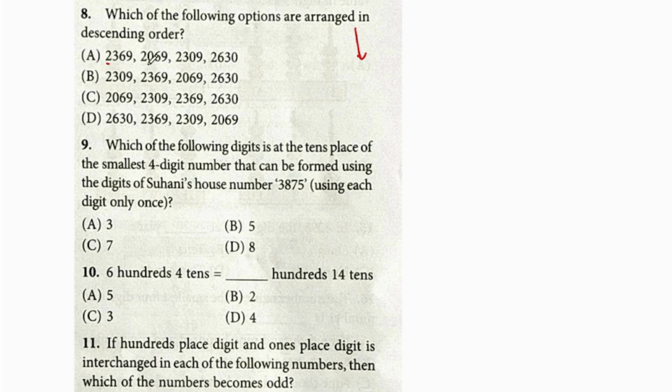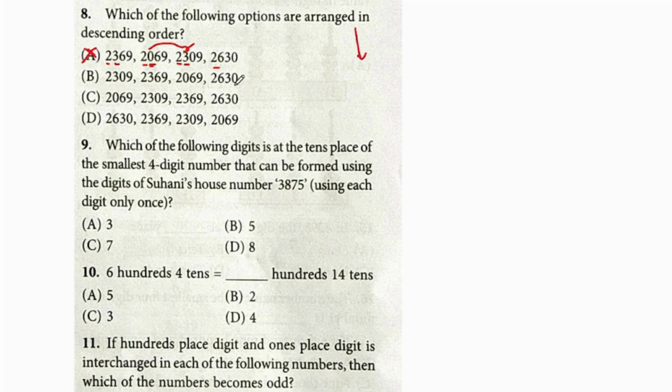So compare the 1000 place: 2, 2, 2, 2, that's all right. Then 3, 0, 3. So 2, 3, 6, 9. If it is arranged in the descending order, then the 100 place is 0. But here if you compare, 3 is bigger than 0. So it is not decreasing. 0 and 3, if you compare, it is not decreasing. So this option is ruled out.